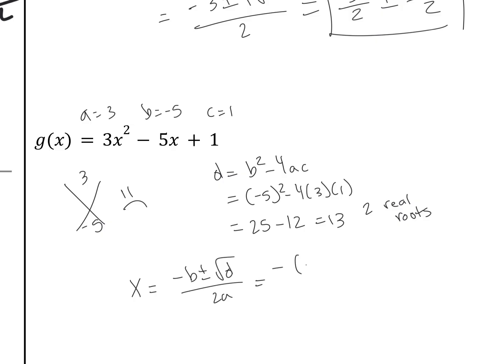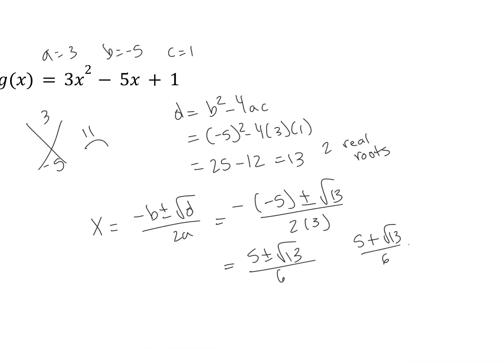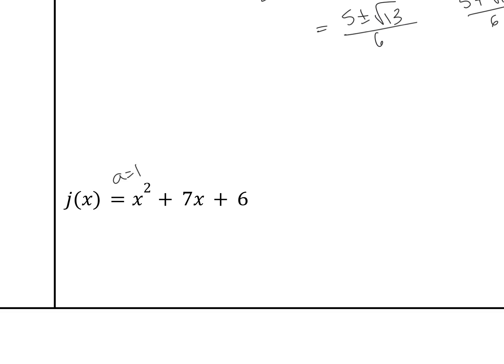So I have negative the b value plus or minus square root of the discriminant, which is 13, over 2 times a, which is 3. So I clean up the parentheses. Negative negative makes a positive 5. So 5 plus or minus square root of 13 over 2 times 3, which is 6. So I have 2 roots. One of them is 5 plus square root of 13 over 6. And the other one is 5 minus square root of 13 over 6. So 2 real roots.